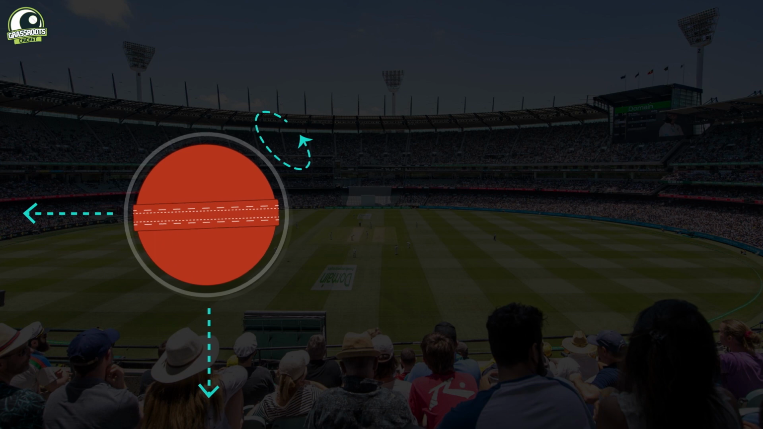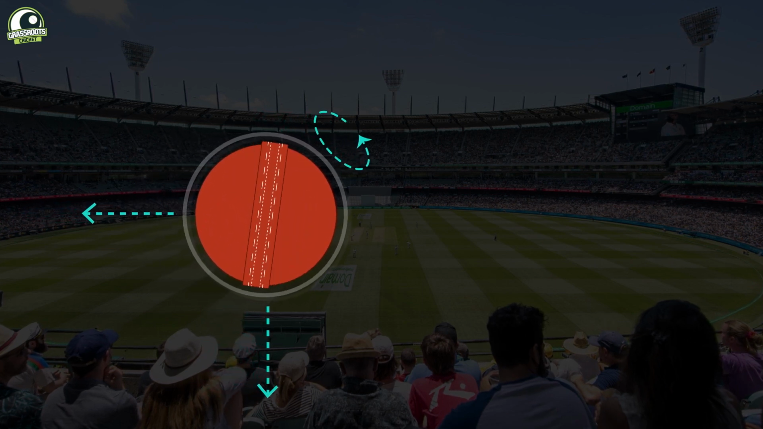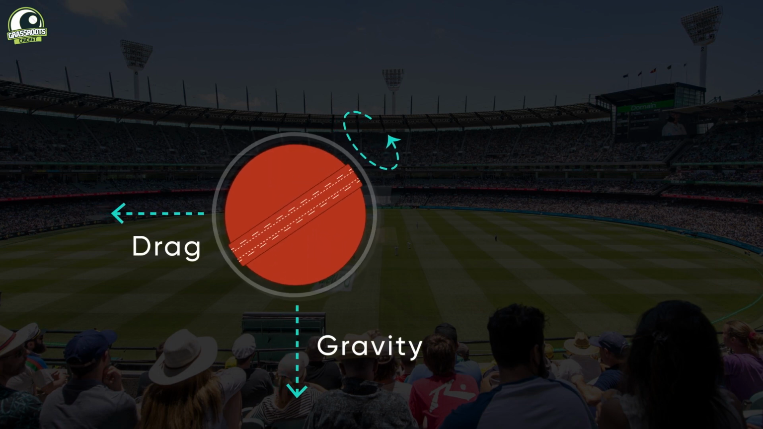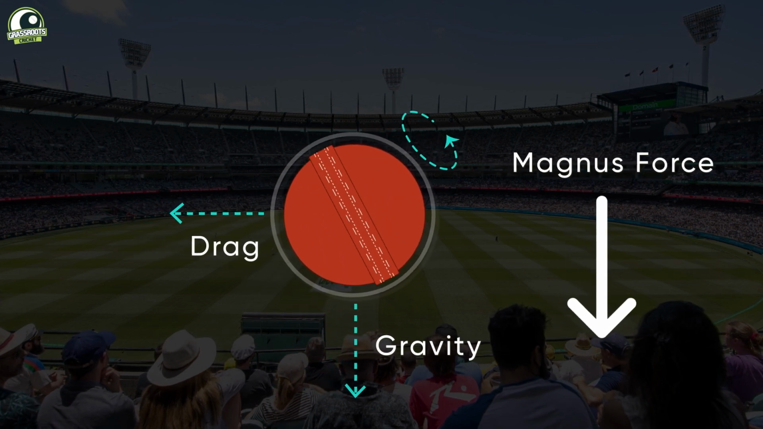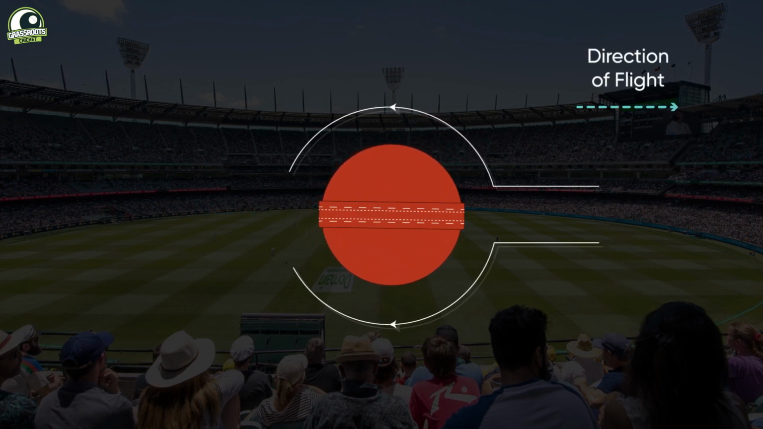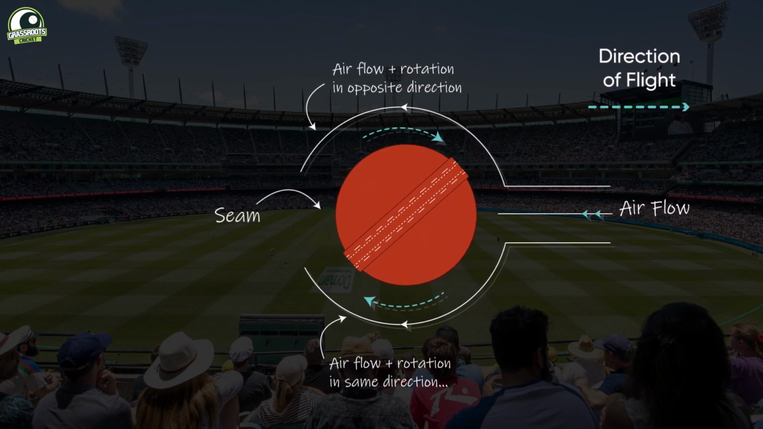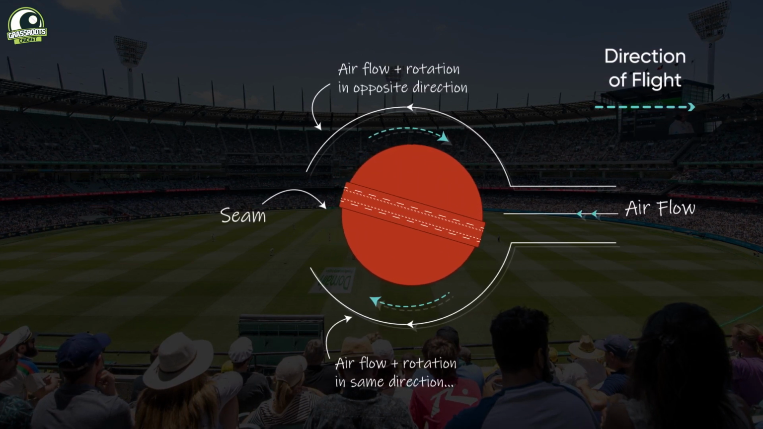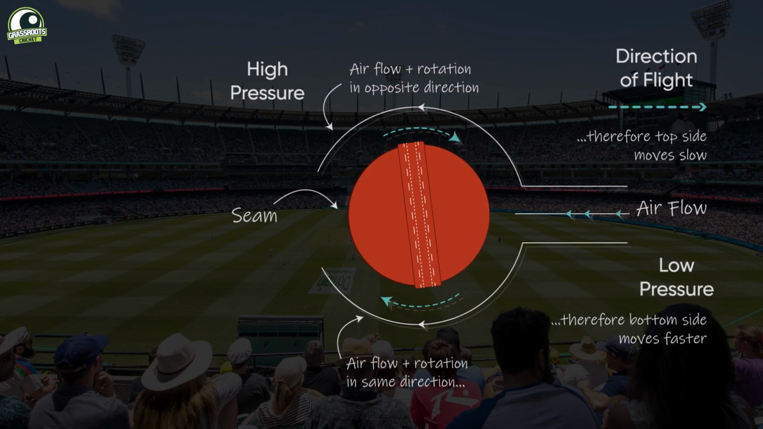There are three forces that oppose or interfere with the motion of the ball: gravity, resistant drag force, and Magnus force, which acts on rotating bodies. The side of the ball where the motion is in the same direction as the airflow moves faster than the side where the motion is opposite to the airflow. This causes a pressure difference across the ball, which leads to a net force.